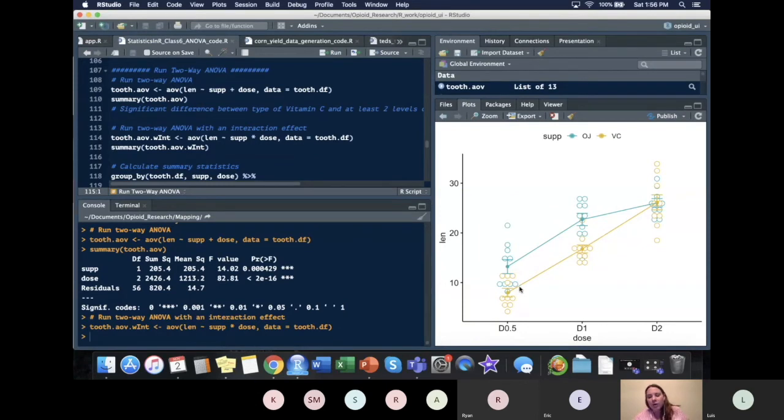So our doses, as well, combined with our supplement type, is this group significantly different than this group? Or how do they work together, or how do they affect one another? I always have a hard time explaining this.